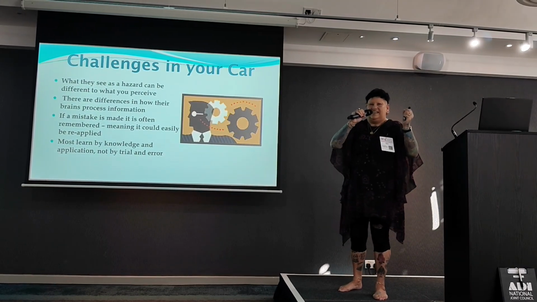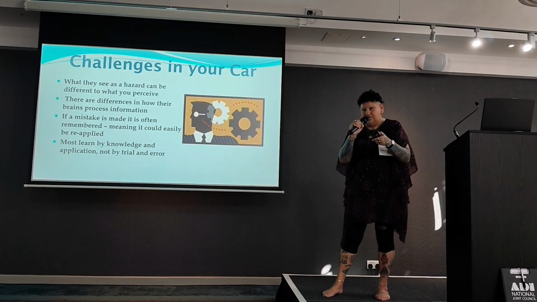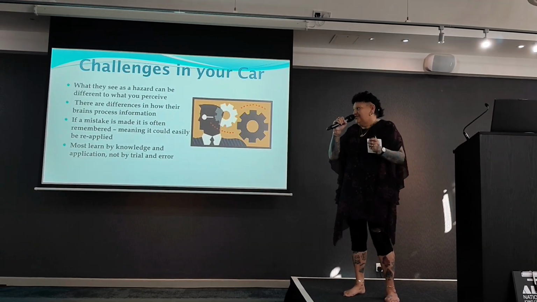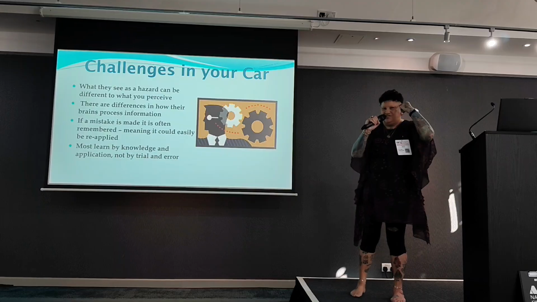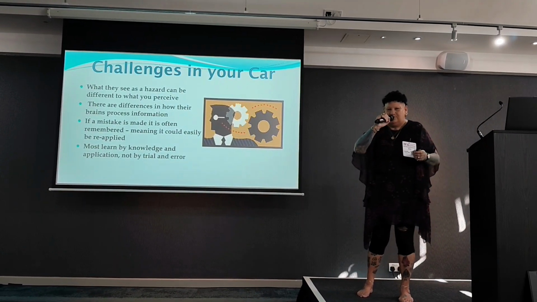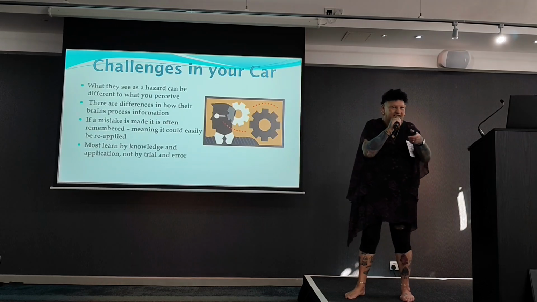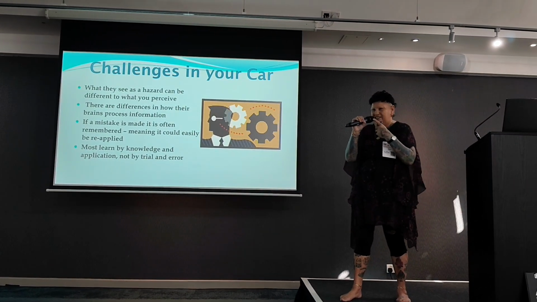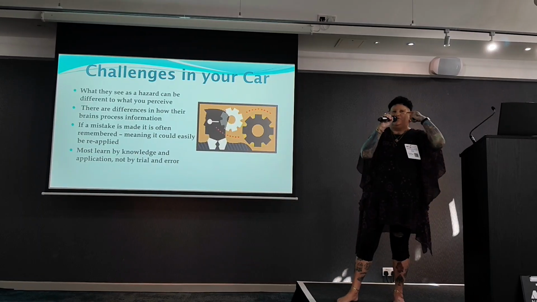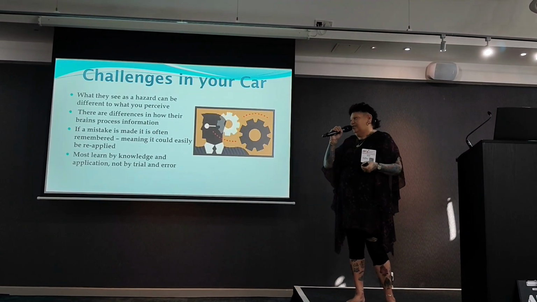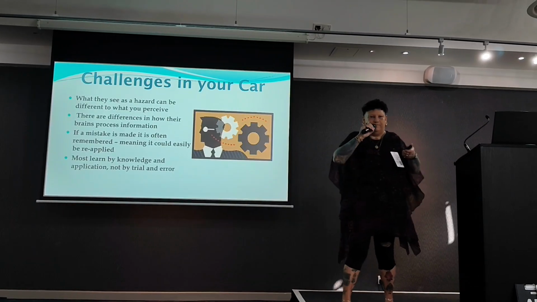And so what they see are different hazards than the way you would see, and sometimes they need to be taught what hazards are. So, how does the brain process the information? It's a different way to yours. Sometimes it's record and play back. If there's a fault, it's more likely to repeat it again and again because of that difficulty. Sometimes I have a lot of difficulty trying to give feedback because they remember the same fault and repeat it again and again. They learn by knowledge and application and not by trial and error.